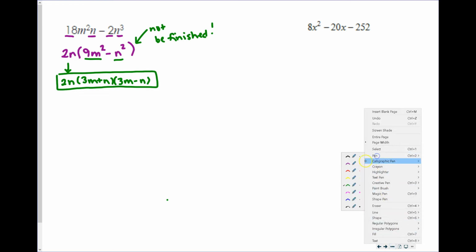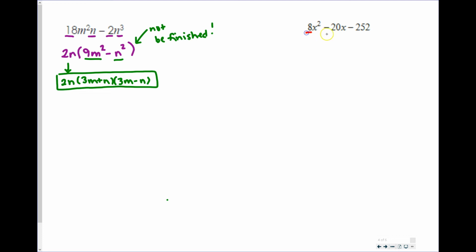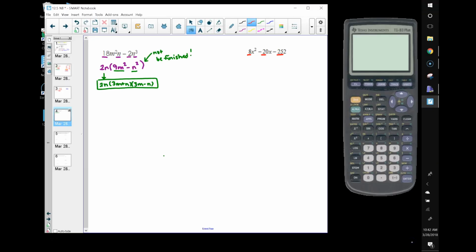There is a GCF here, always have to check. 8x squared, 20x, and 252. I know 252 is a big number, but you guys can use your calculators. Now I can't do 3 numbers, right? But if I go to math and scroll over and then scroll down to 9, like I've taught you guys, and hit enter, I get that GCD. I can't put all 3 in, but I'm going to put in the 2 biggest numbers. I'm going to put in 252, comma 20, and I get a 4.